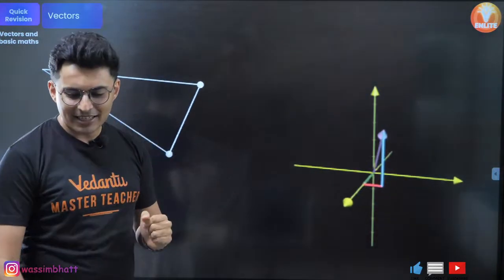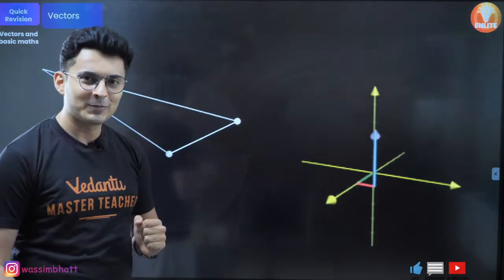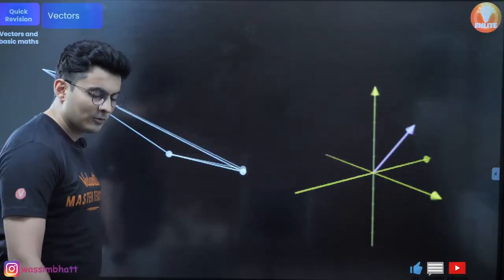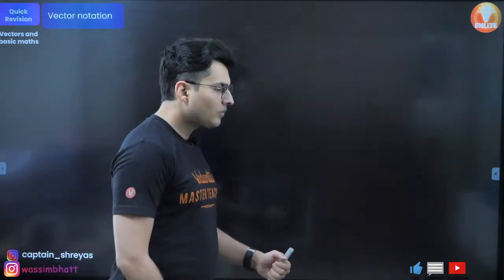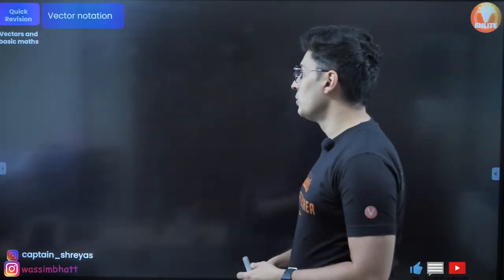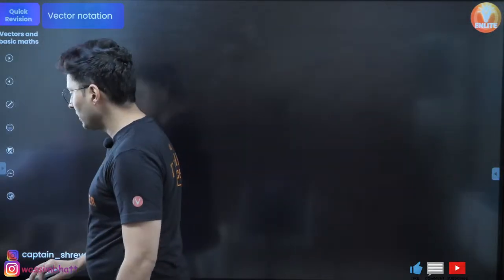All right. So let's begin, guys. I hope you guys are on full josh. So let's start with the revision of vectors. Now, basic things that you need to know about vector notations. Let's start with that first.